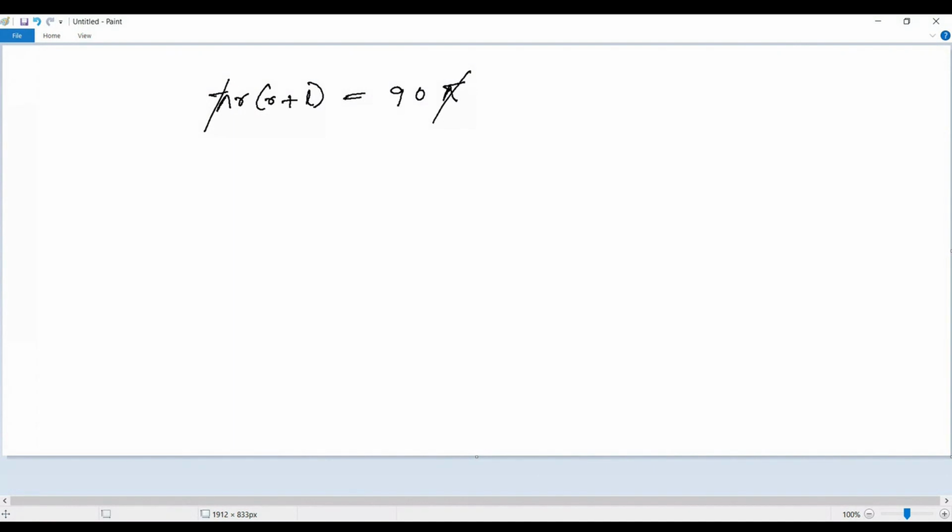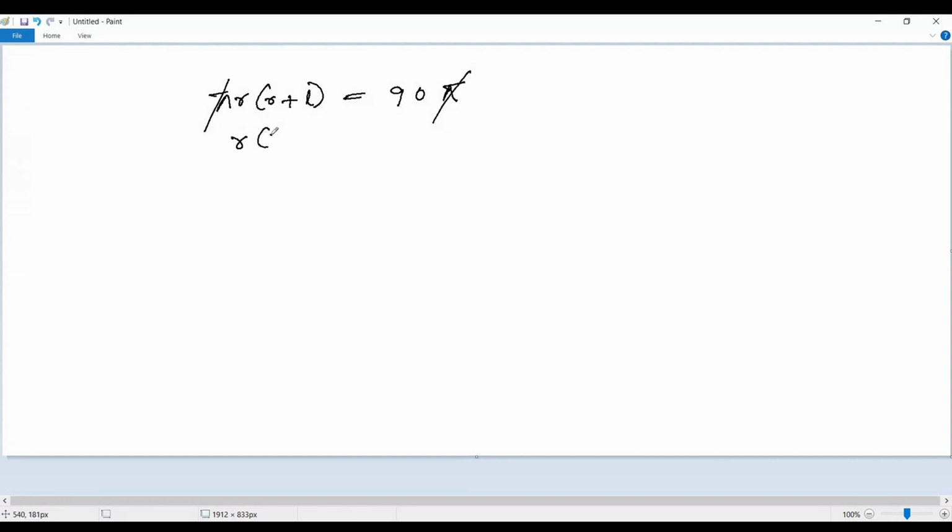What do we have to find? Volume. L they have given, right? They have given L as 13, and the total surface area is 90 pi. Correct? Yes, ma'am. So here we have to find r.